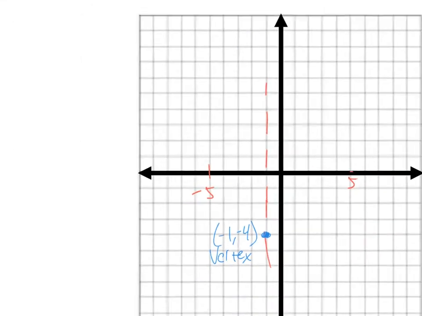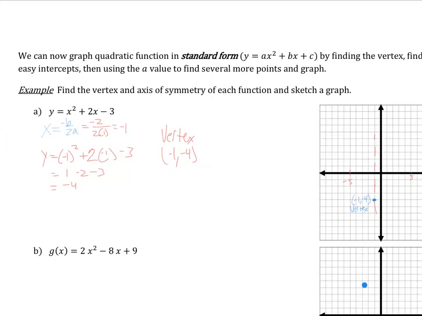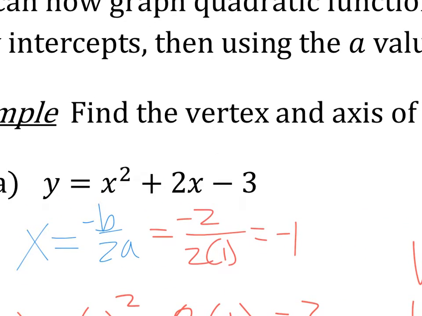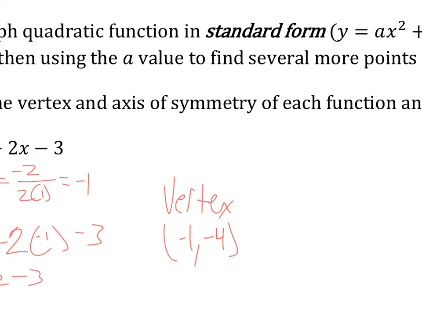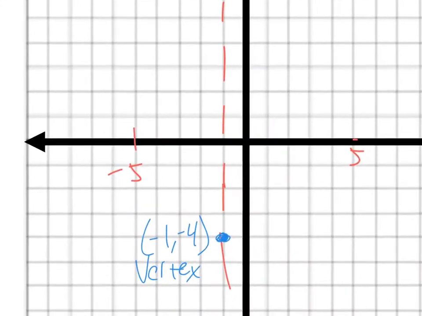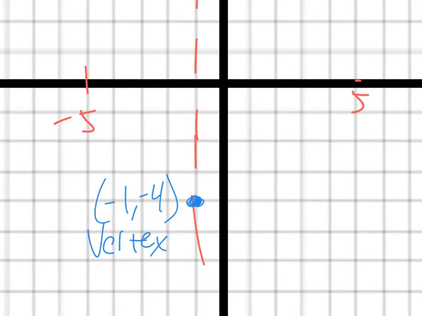All right? Now, we see that this has an a value of 1. The a value determines the shape. So if a equals 1, then we know this is going to look like a regular parabola, the regular parabola y equals x squared.